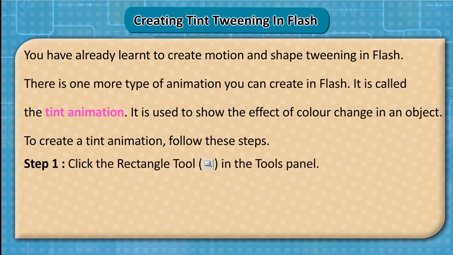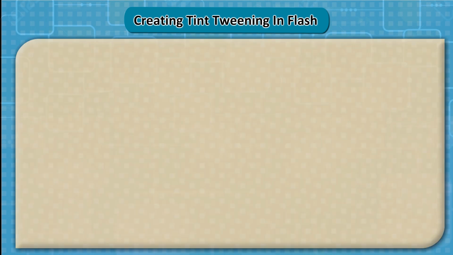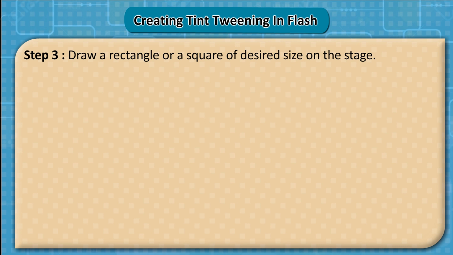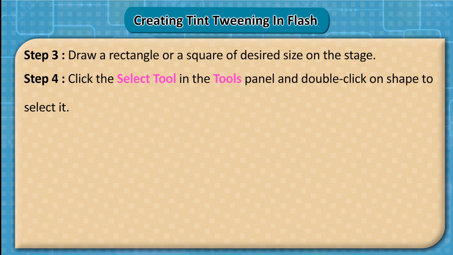Step 1. Click the rectangle tool in the Tools panel. Step 2. Choose the desired fill and stroke color and style from the Property Inspector. Step 3. Draw a rectangle or a square of desired size on the stage. Step 4. Click the Select tool in the Tools panel and double-click on the shape to select it.